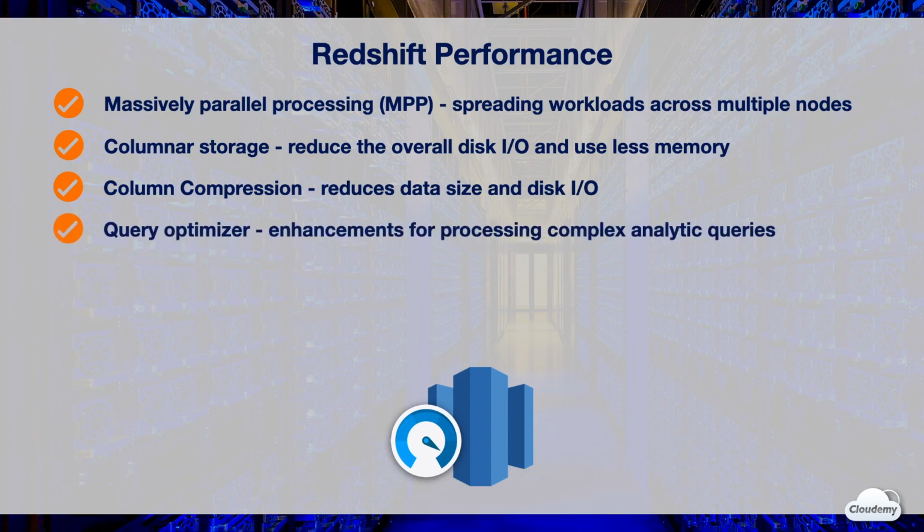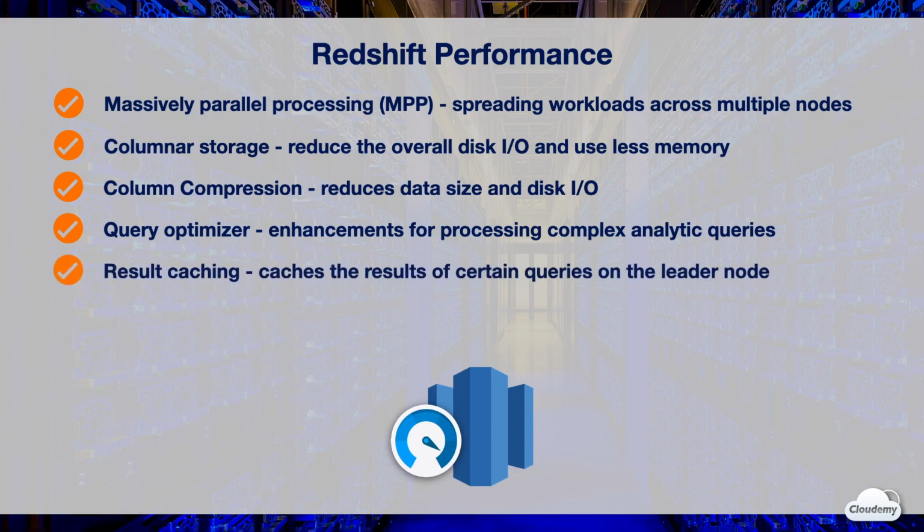Redshift Query Execution Engine incorporates a query optimizer that is MPP aware, and takes advantage of the columnar storage. The query optimizer implements significant enhancements for processing complex analytic queries, including multi-table joins, subqueries, and aggregation. Redshift caches the results of certain types of queries in memory on the leader node, to reduce query execution time and improve performance. When a user submits a query, Redshift checks the cache for a valid copy of the query results. If a match is found in the result cache, Redshift returns the cached results without executing the query.